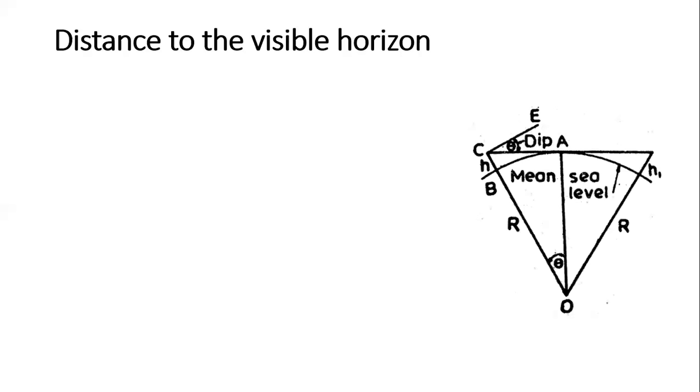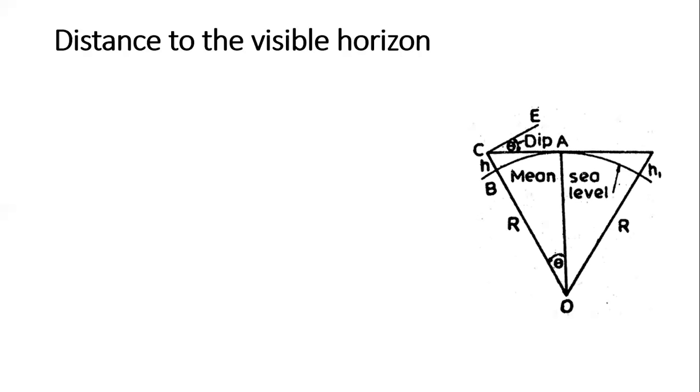I'm Munis Zahir, and in today's lecture I will discuss three things. First, we'll discuss distance to the visible horizon, and then we will discuss backsight and foresight distances and balancing them. We will also discuss reciprocal leveling, and in the last we will do some numerical problems. So let us start with the topic of distance to the visible horizon.